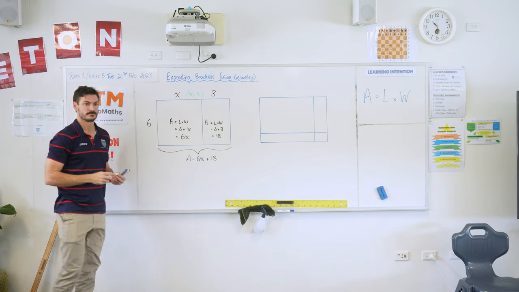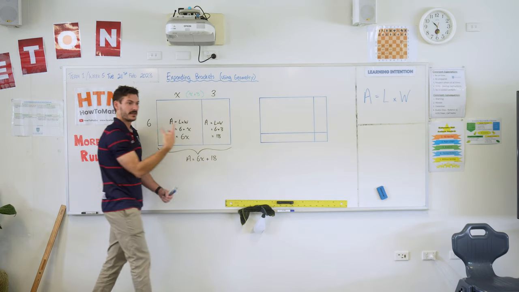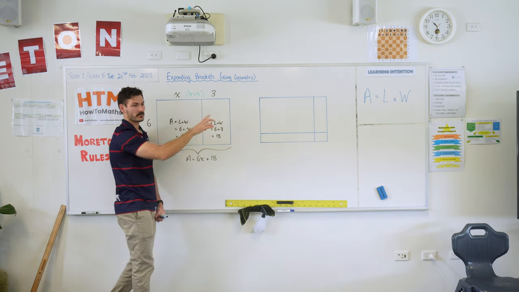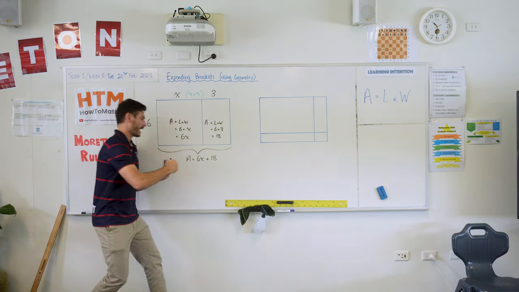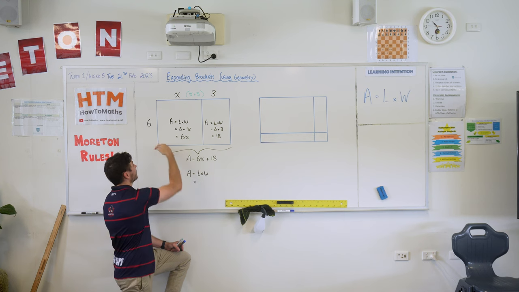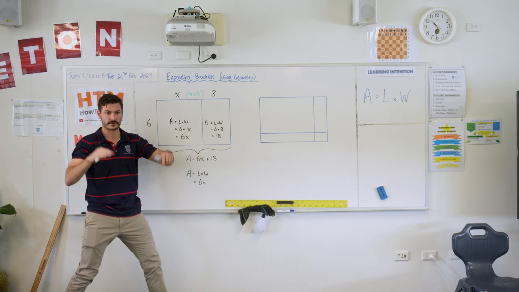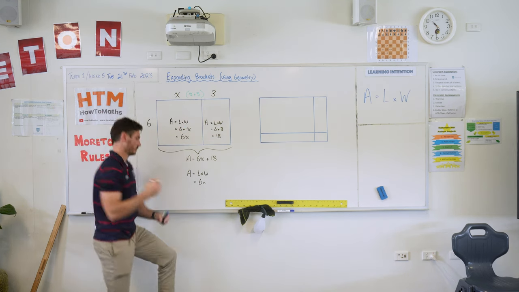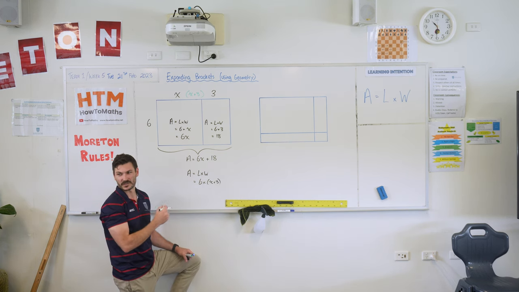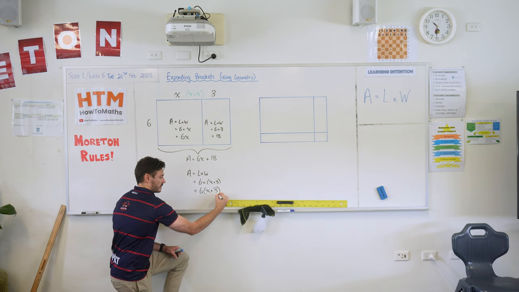So that's the x plus 3 for this length. Now we have a rectangle with a length and a width, or width and length, again, it doesn't matter. So therefore, the area is also going to be length times width, which is going to be 6 times, but this time, the width is x plus 3. That's the whole thing. So we're going to write bracket x plus 3, and in algebra, as we know, we don't need to put that multiplication sign. We can just write 6 bracket x plus 3.